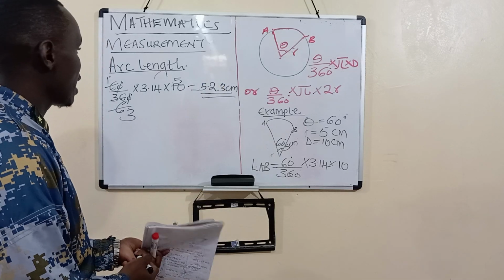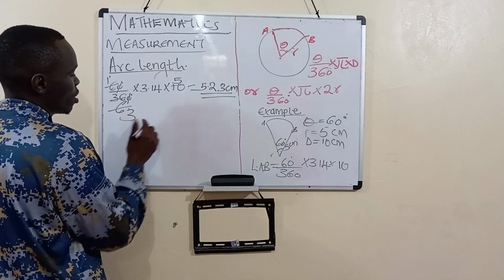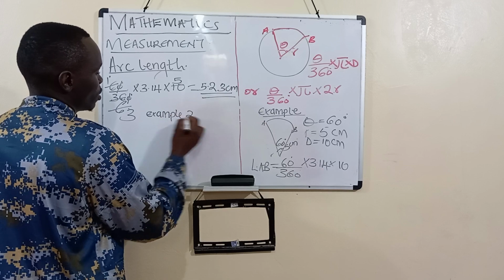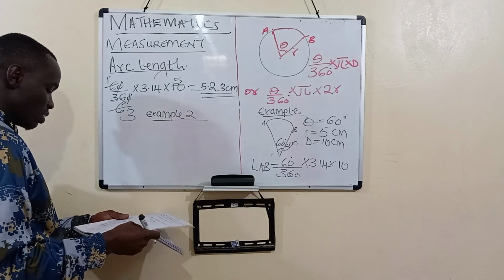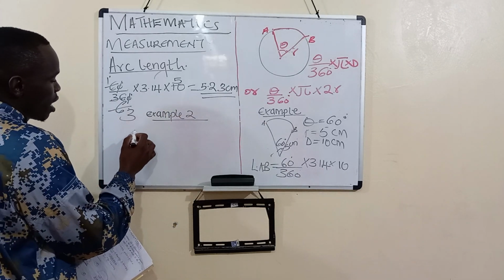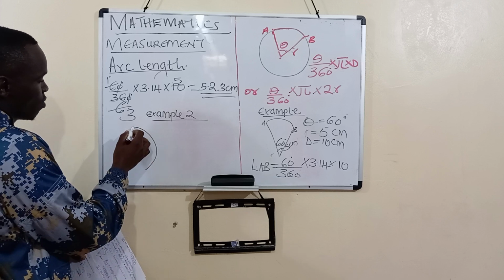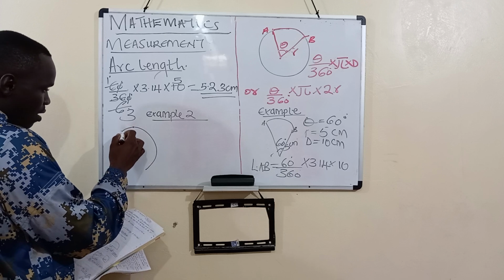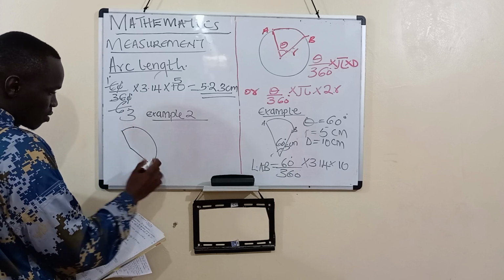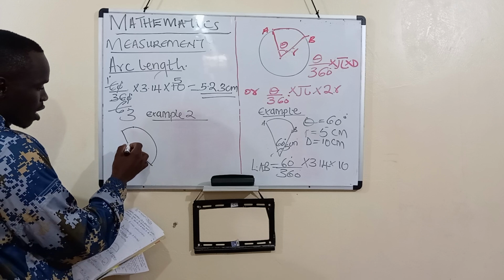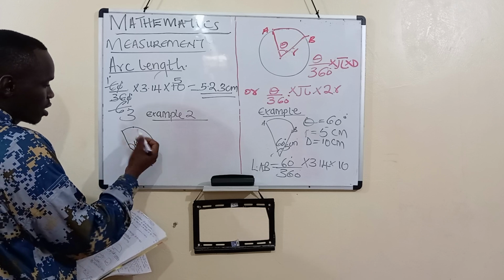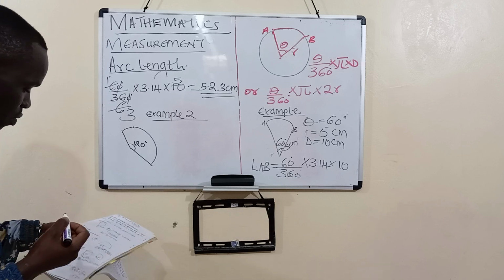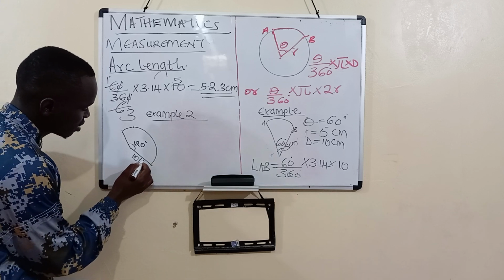Let me do another example. Example 2, where we have a circle. That way we have 120 degrees, and we have the radius as 10 centimeters.